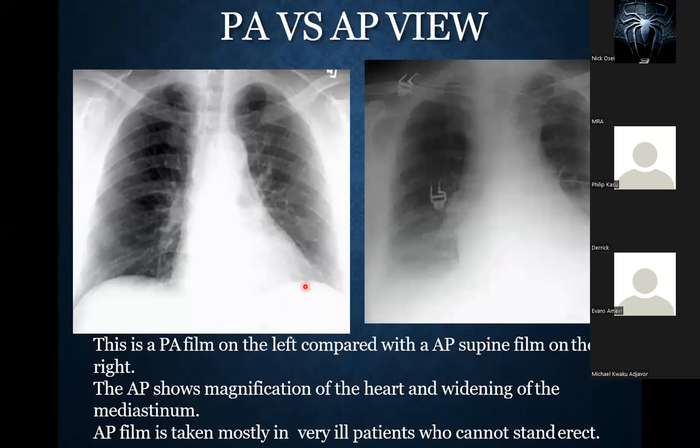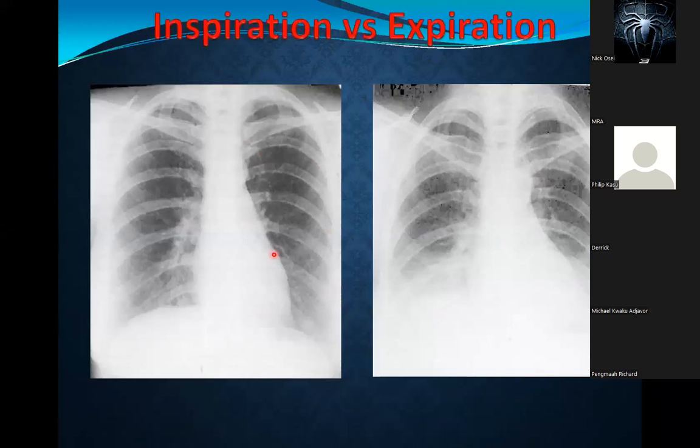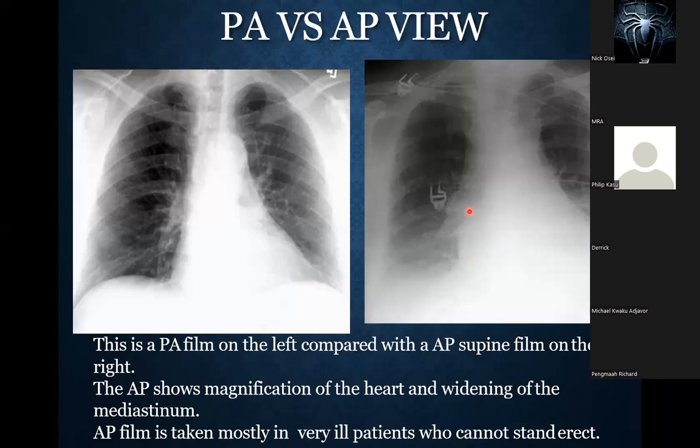Something similar to the picture we just saw earlier. So this is the PA film on the left compared with an AP supine film on the right. The same comparison again. The AP shows magnification of the heart and widening of the mediastinum. Aside from being able to see more of the lungs in the PA, the other problem is that over here, the heart looks much bigger than over here. That is what you get when you take an AP X-ray instead of a PA.